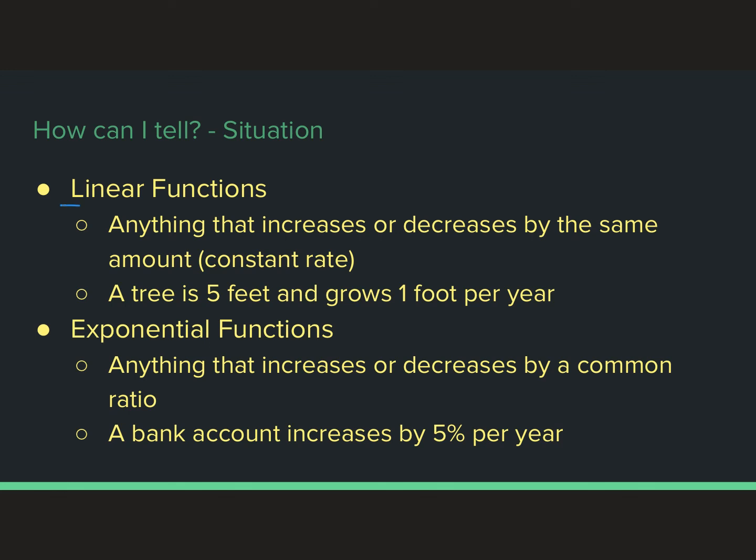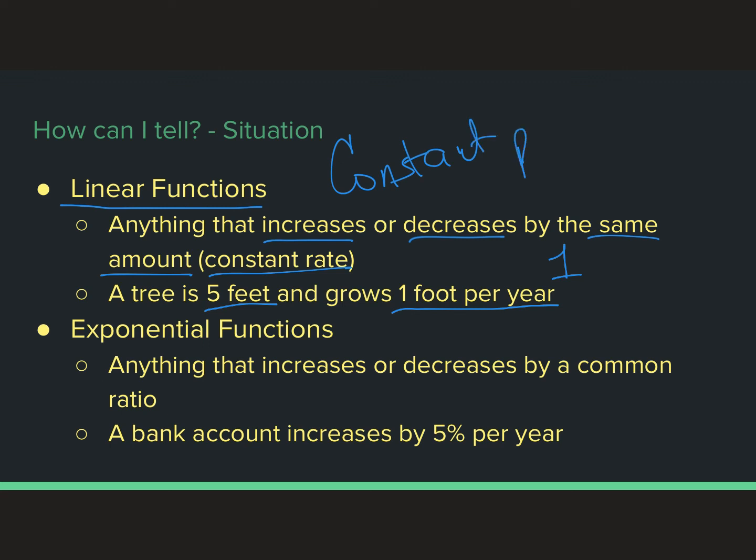Finally, what about when I'm talking about a situation? So, linear functions, anything that increases or decreases by the same amount, a constant rate. In this case, a tree is 5 feet tall and grows 1 foot per year. Every year it grows 1 foot. So that is a constant rate of change. We have a constant rate, so it is linear.